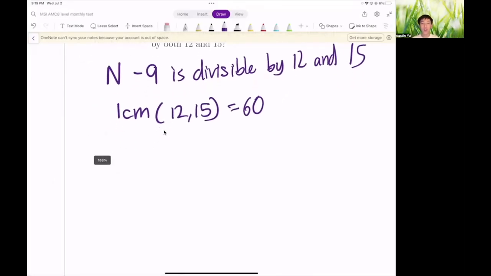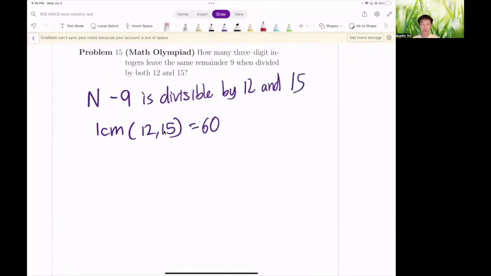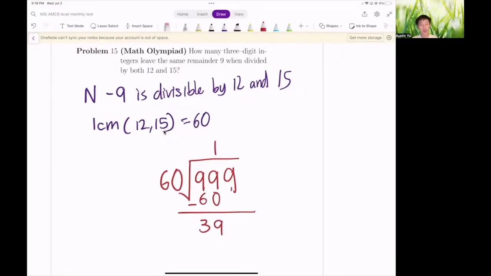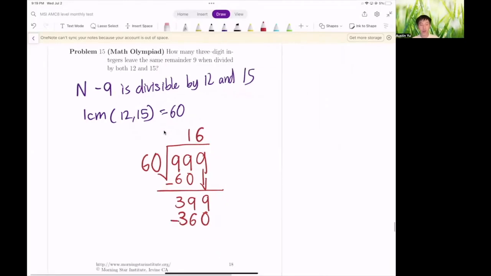And then we have to seek out all three-digit numbers that leave a remainder of 9 when divided by 60. So let's find the greatest three-digit number, 999. So let's divide 999 by 60 first. 99 divided by 60, we get 1, 99 minus 60 is 39, and then we drop down the 9, right? And then what is 399 divided by 60? Well, we get 6 here, and then 360, remainder 39. So the answer is 16, remainder 39.